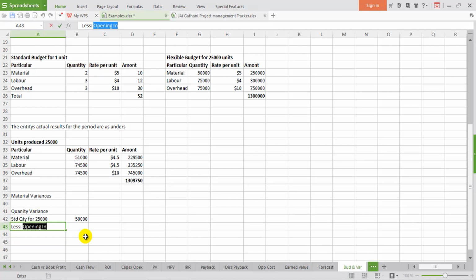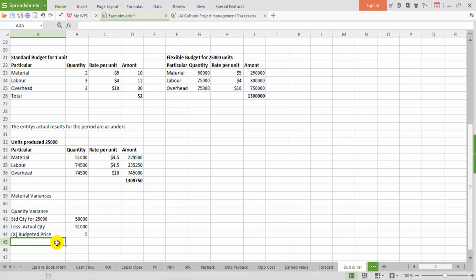Less the actual quantity. That's going to be 51,000 units. You multiply this by the budgeted price. Now you might be wondering why we are taking the budget price instead of the actual price over here. The logic being that the difference in the price will be taken care of by the price variance, which is going to come next. Whenever you compute any variance except for price variance, you always consider the budgeted price only, not the actual price.